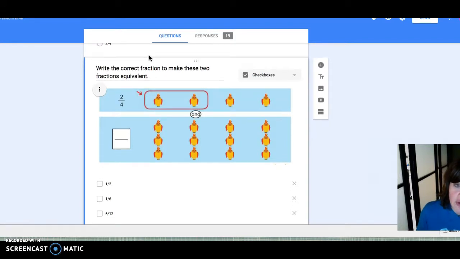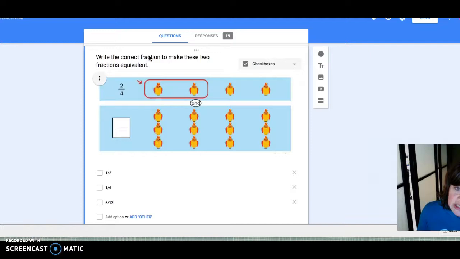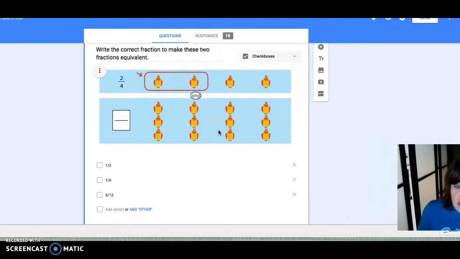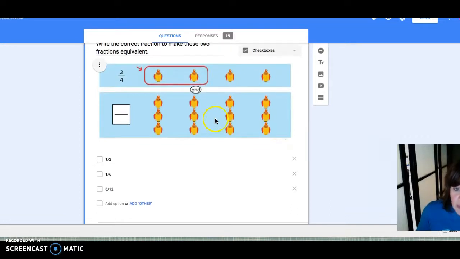The next one: write the correct fraction to make these 2 fractions equivalent. Well, in this case, we're looking at fractions of a set. The first picture shows us 2 out of 4. An equivalent fraction could be 1/2 or 6 out of 12. Both of those answers are equivalent. And if it's easier for you to see by making circles again, make a circle and divide it up into quarters, halves, twelfths, and you'll see the same space will be shaded.